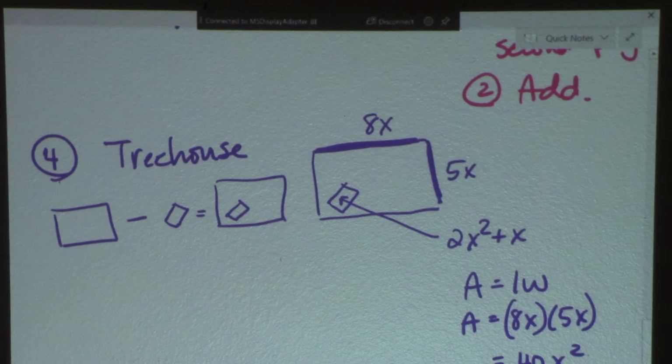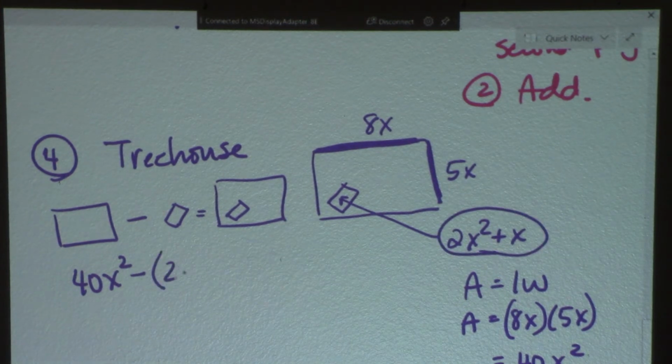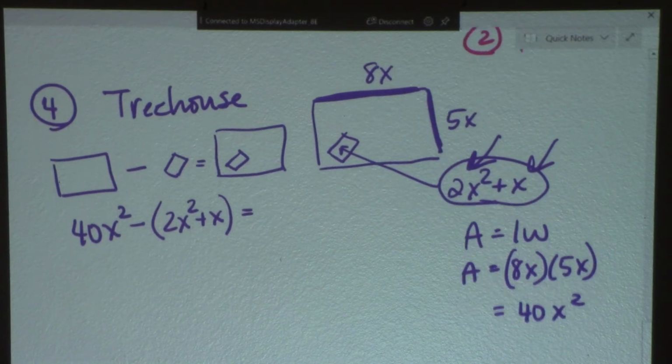Okay, so the whole rectangle is 40x squared minus this whole thing here. I have to put this in parentheses so that I show I'm subtracting both parts, not just the 2x squared, also the x has to be subtracted. And that's going to give me the shape that I want.